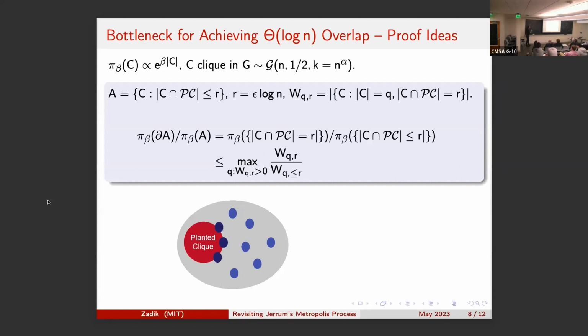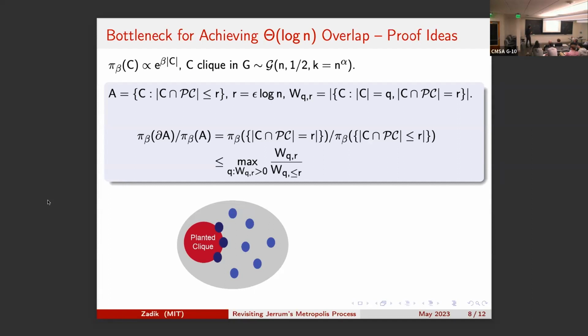I will give you a Q and an R, and I want you to count how many cliques have total size Q and overlap R, okay? I will need this throughout the talk, so it's important to understand what W_{Q,R} is. I will get this random variable, and I need this.